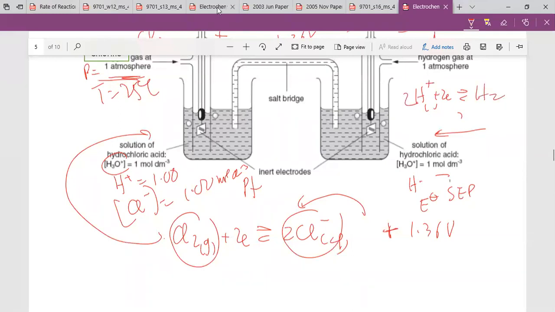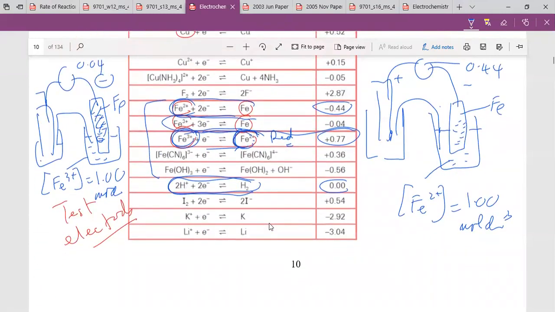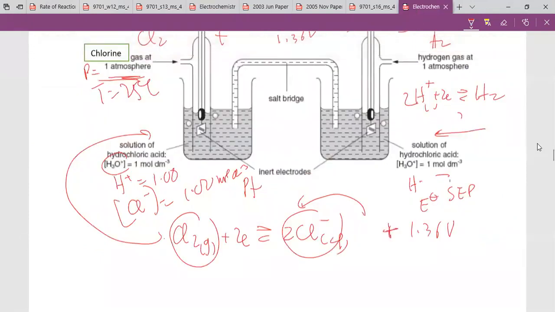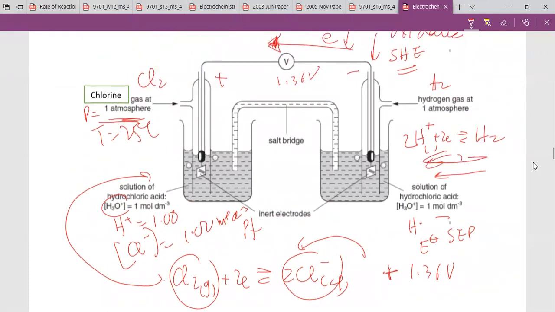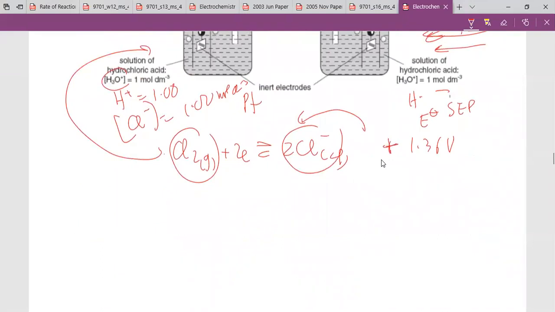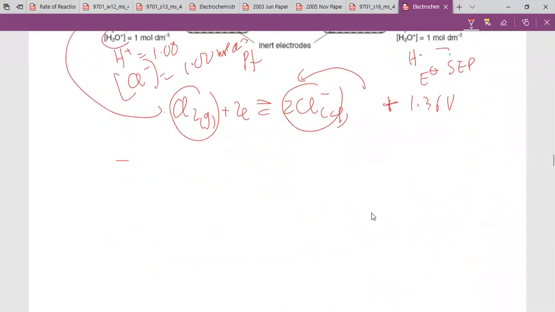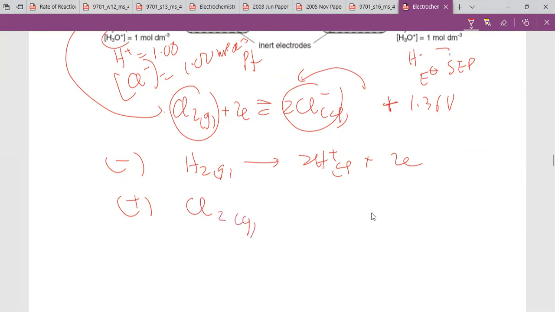Now look at this here, you've got a problem to check. Hydrogen reduction here, 2H plus. If it's going to be oxidation, it means it goes this way, the electrons too. So for the negative pole, H2 gas becomes 2H plus plus 2 electrons. And for the positive pole, reduction occurs, which means Cl2 gas plus 2 electrons gives 2 Cl minus.